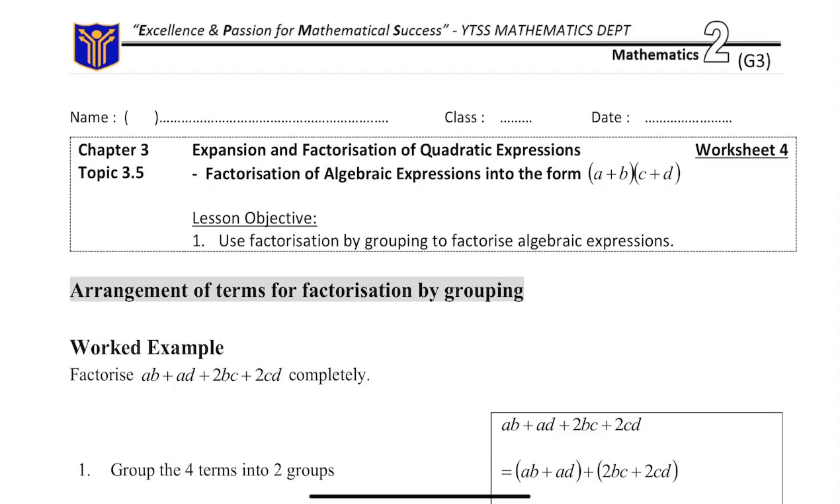Okay, hi everyone. In this video, I'll be going through factorization by grouping. So this is worksheet 4 from the Sec 2 G3 Math. Before I go into this first, I just want to do a recap first.